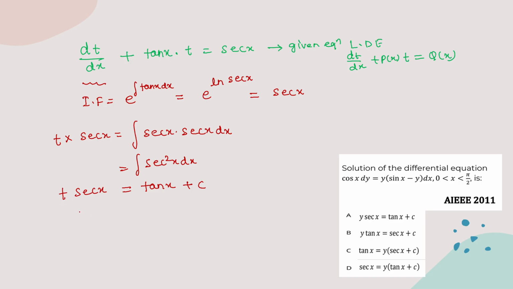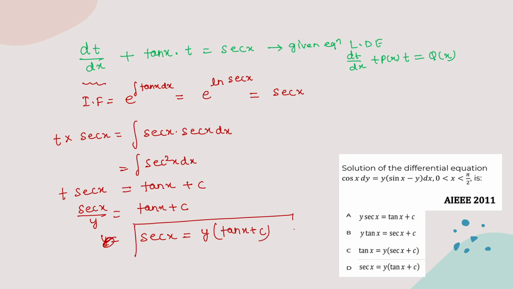We have assumed 1 by y, so sec x upon y is equal to 10x plus c. So you can find out the value for 5 from here, or you can multiply by y because the sec x equation is given. So sec x is equal to y into 10x plus c. That is our final equation.